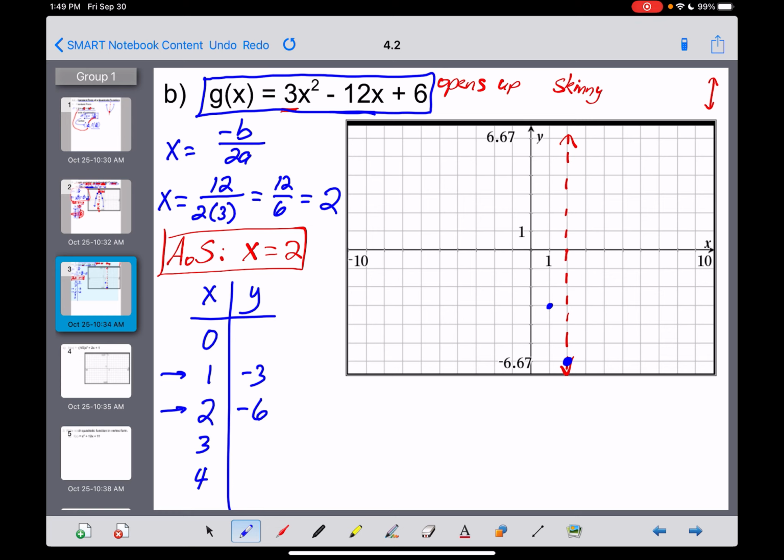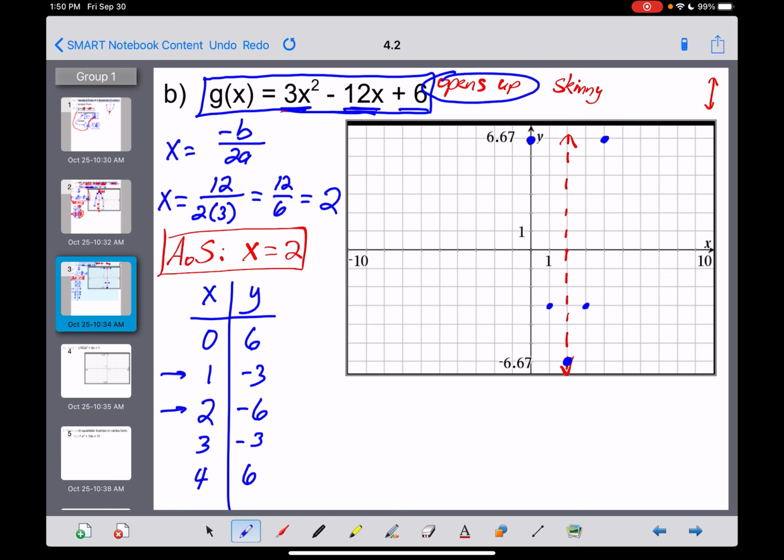Plugging in a 0, this is nice and easy. 0 minus 0 plus 6 is 6. So we've got the ordered pair 0, 6. That 3, I'm pretty confident, is going to give me negative 3, and that 4 should give us a 6 as well. So that gets us a solution right here at 3, negative 3, and another one at the point 4, 6.